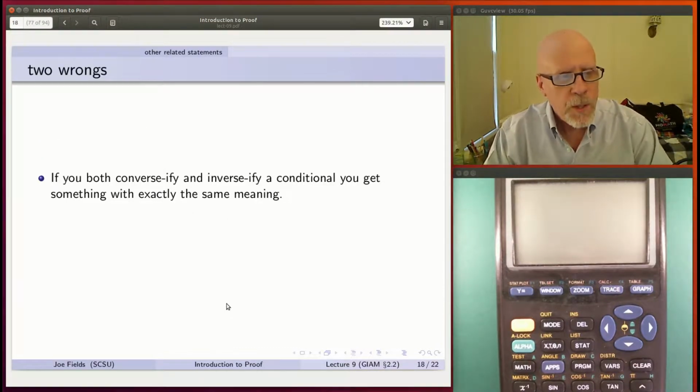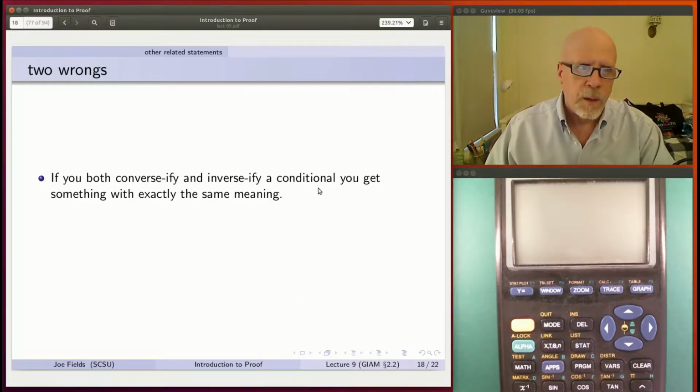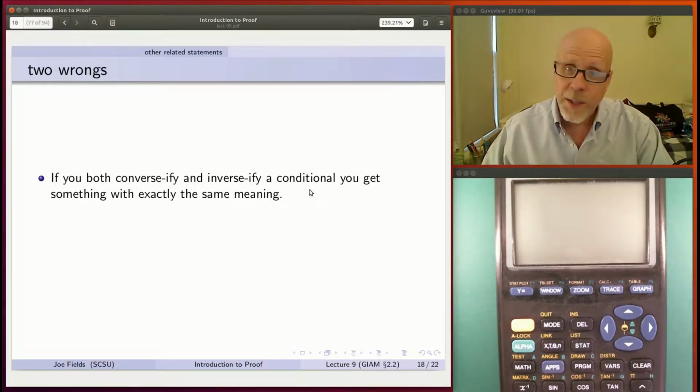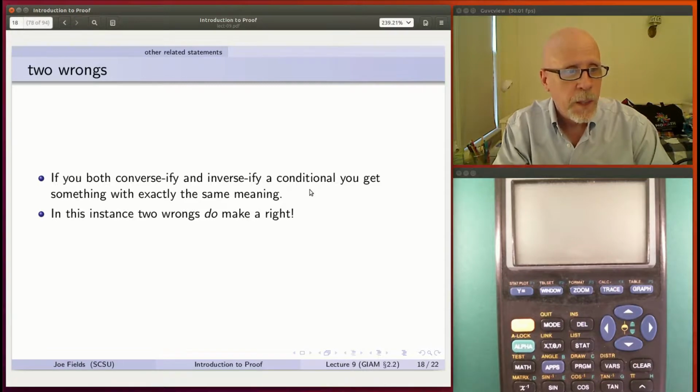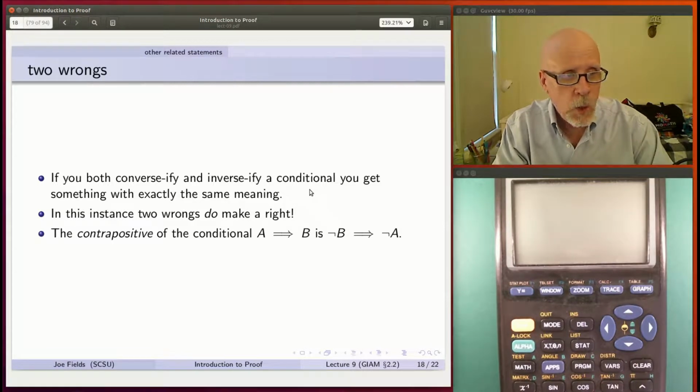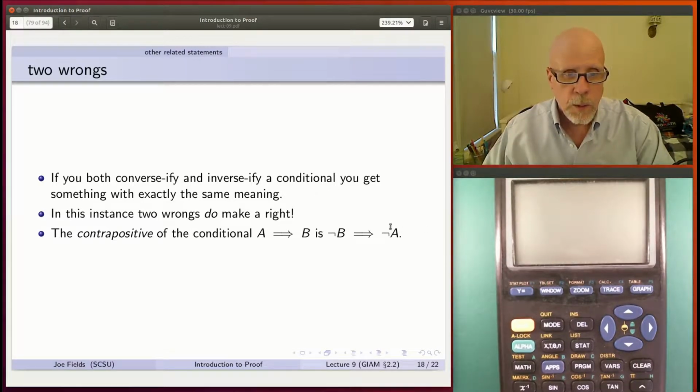So there's a funny thing that happens if you make 2 wrongs here. If you both apply the converse and the inverse to a conditional, you get something that actually has exactly the same meaning. So it's an instance of where 2 wrongs do make a right. It's called the contrapositive. So the contrapositive of the conditional A implies B is not B implies not A. Do you see that the order of A and B has been switched, and I've thrown minus signs or negation symbols on both of them.